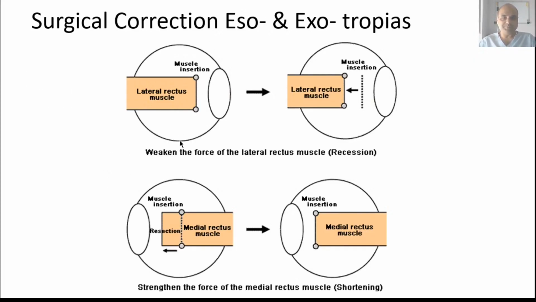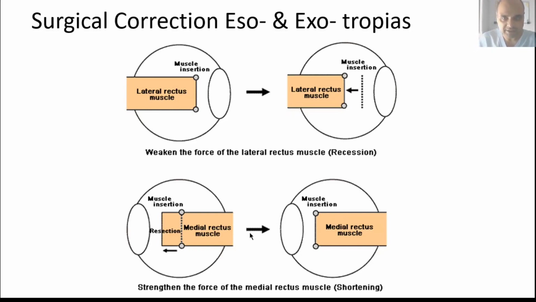So recession basically means to decrease the effective force generated by a muscle, and that is done by moving or recessing its insertion into the eye. So what you do is you take the muscle, you excise it from its original insertion, and you move it backwards along the globe, and you restitch it to the sclera. The amount of recession would be dependent upon the amount of squint, and we'll see how that is calculated.